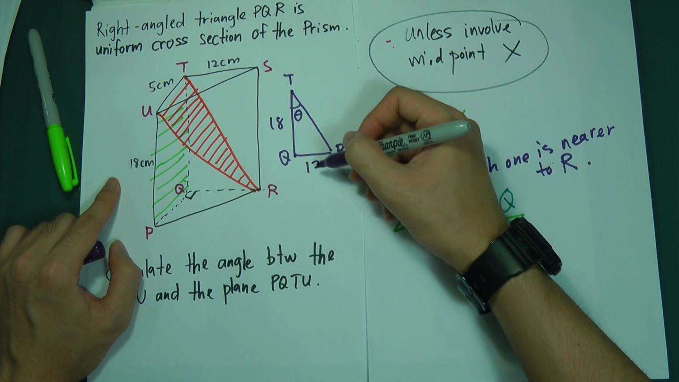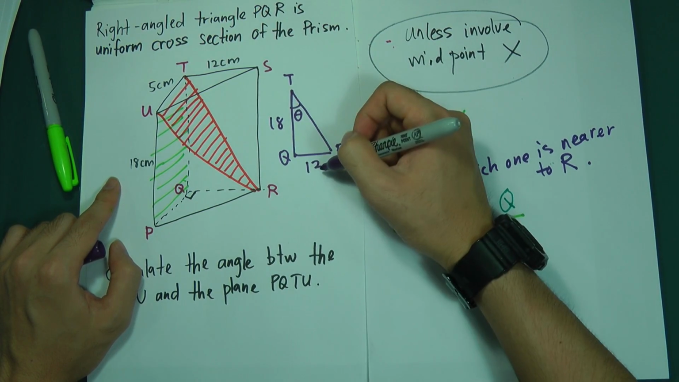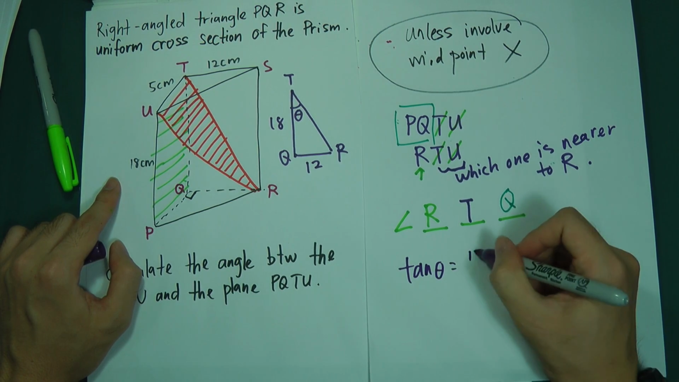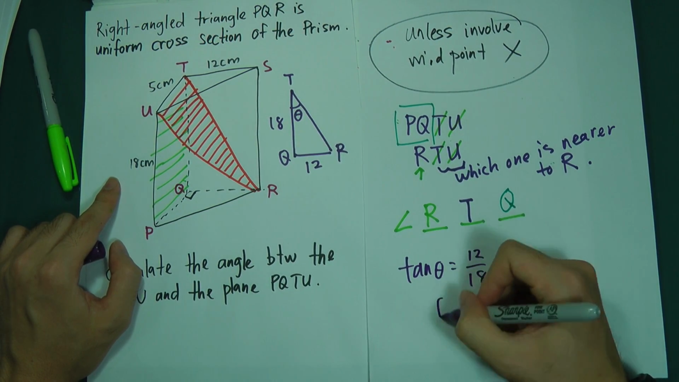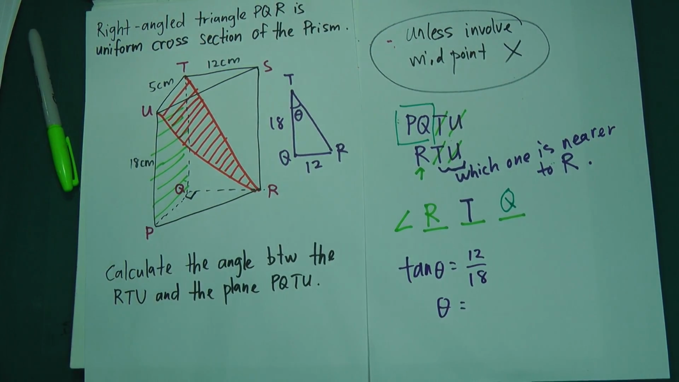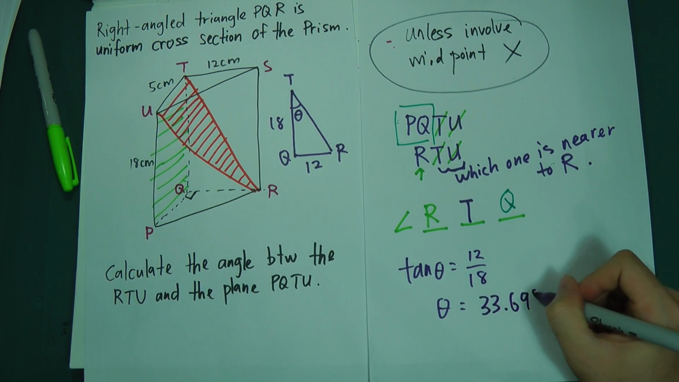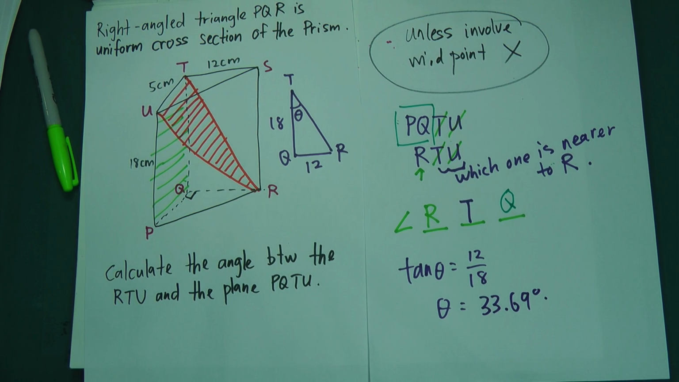So obviously you have opposite and adjacent. You can use tangent. Tangent of the angle equals opposite over adjacent, and to solve it, you just press the calculator: shift tangent, and then 12 over 18. Yeah, you get the angle, which is 33.69 degrees, or you can say 33.7.